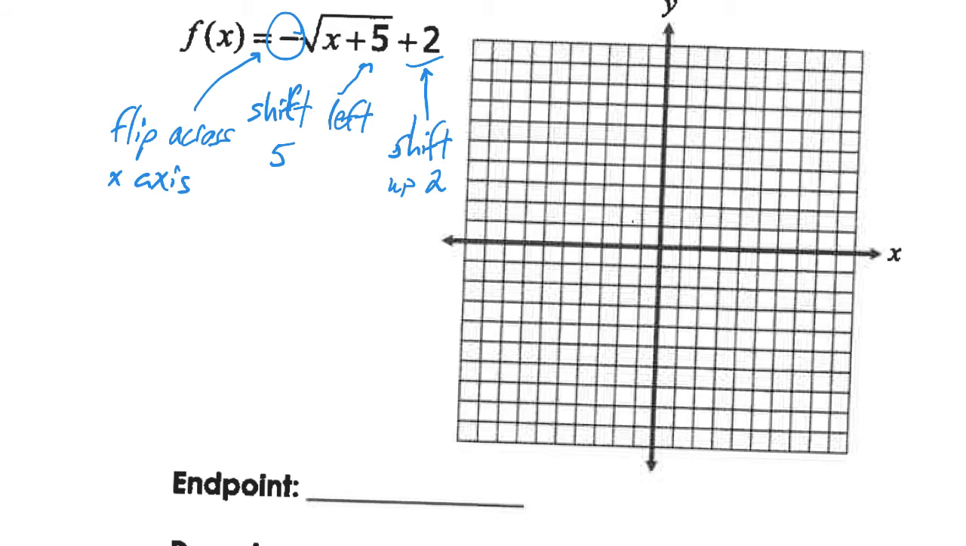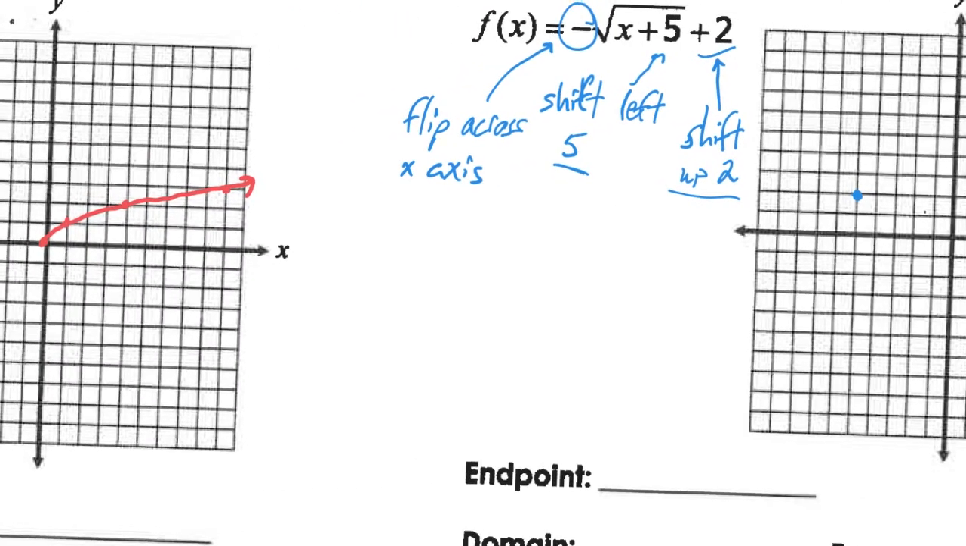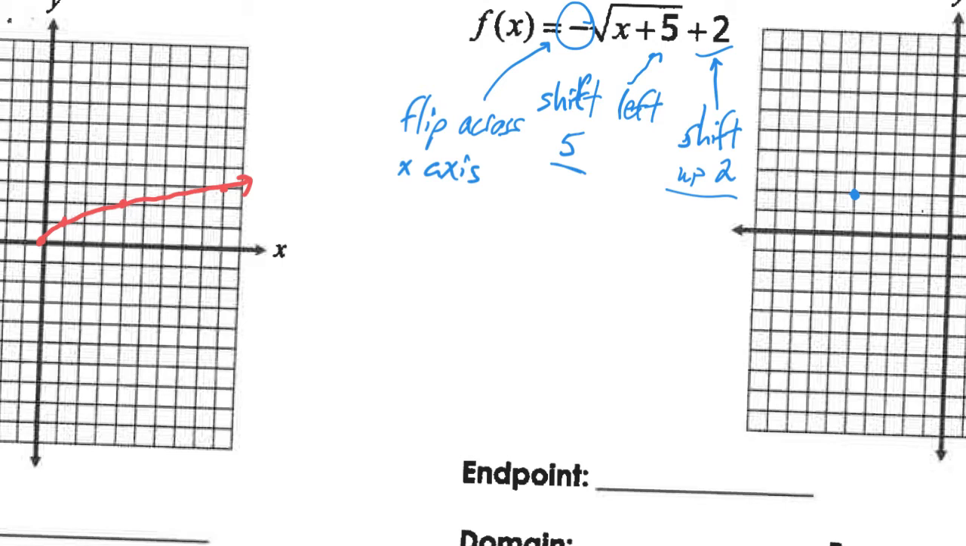So where's this going to go? Our basic function starts at 0, 0. The shift is going to move the endpoint left 5 and up 2. So move it left 5, 1, 2, 3, 4, 5, up 2, and there's our new endpoint. Then if you look at the parent function, from the endpoint, it goes up 1 and over 1 to get to the next point.